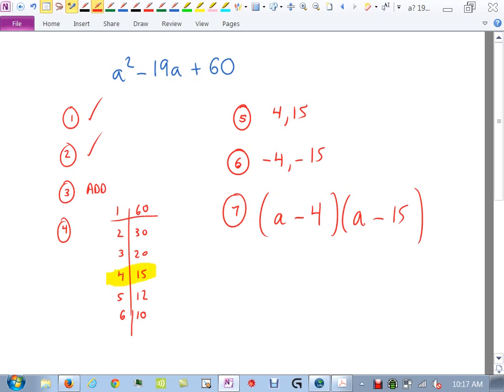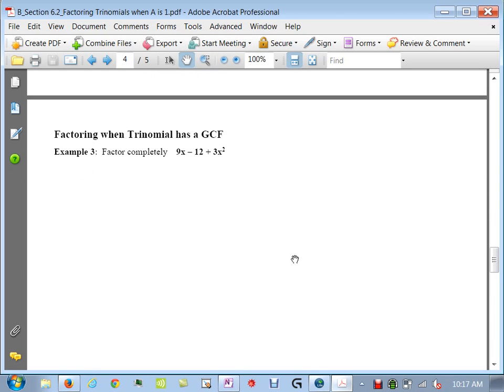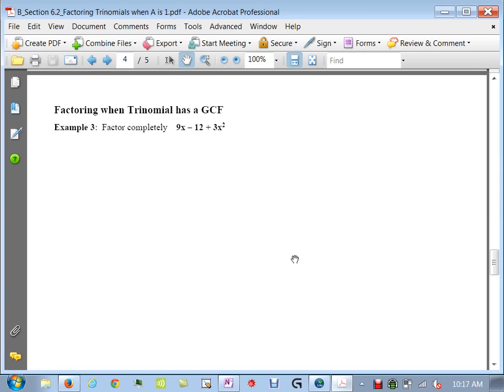Okay. Let's work through the rest of what's on here. All right, look at that one. 9x minus 12 plus 3x squared, is that it?